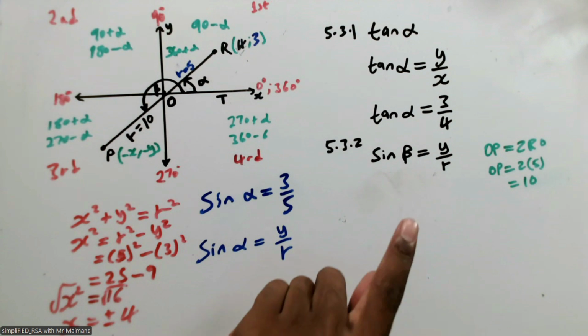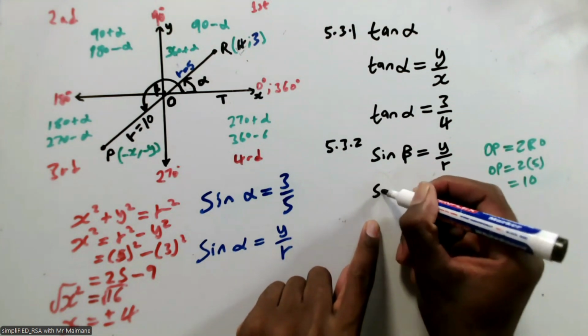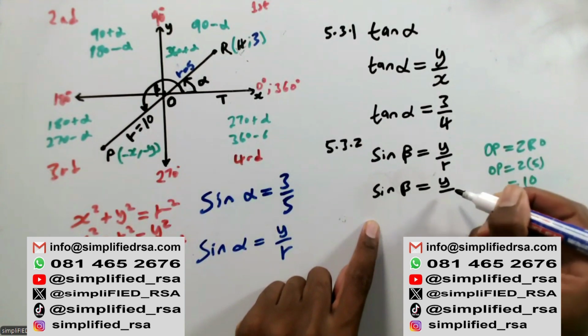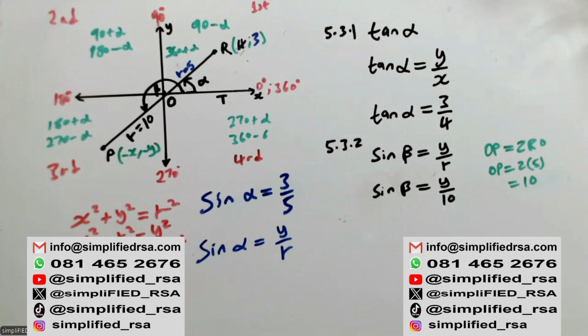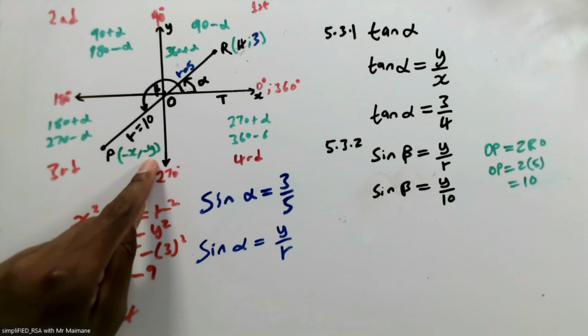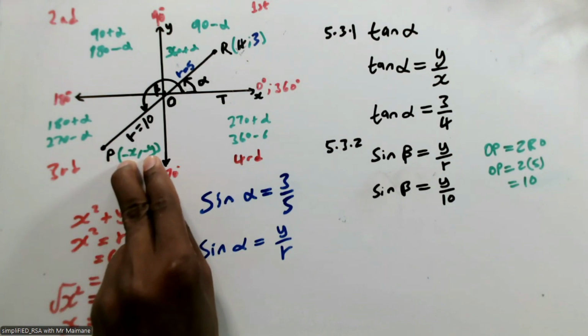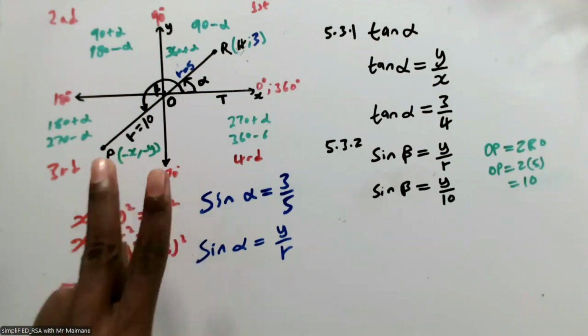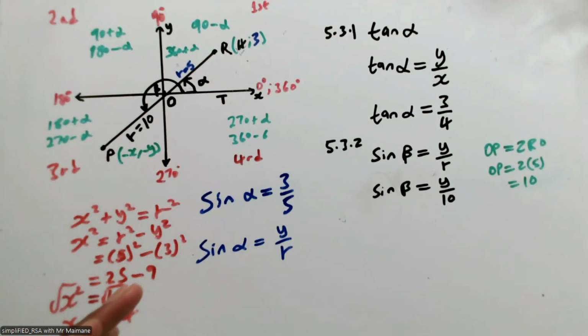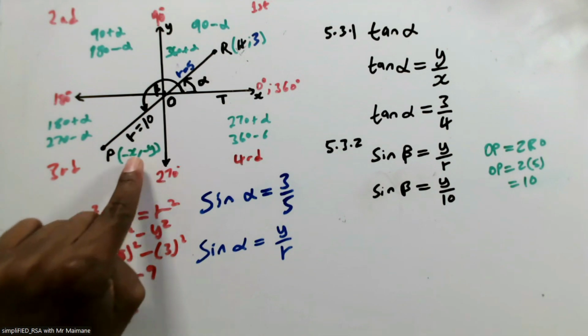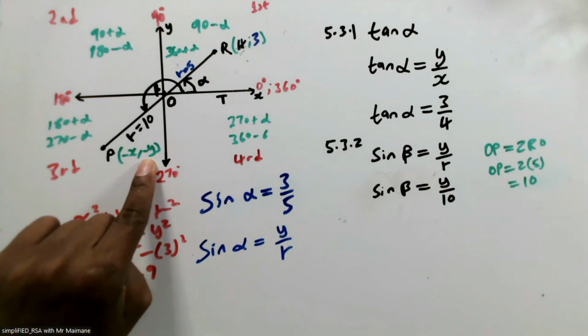Therefore, in terms of beta, I now know something. Sine of beta is going to be y over 10. Now, how do I get the value of y? Because that point here is not given at all. I can try whichever different means I would, but it would be challenging for me to get the value of x and y here with the information that I have.